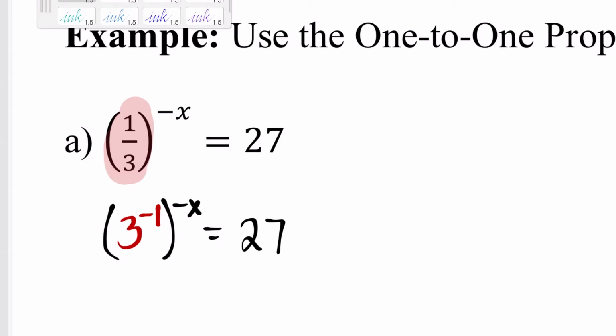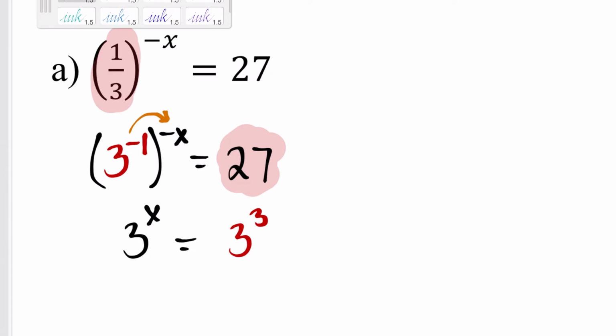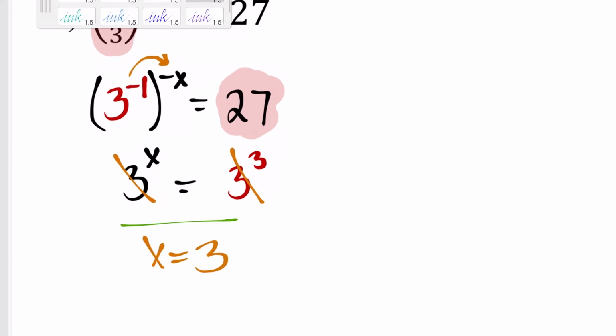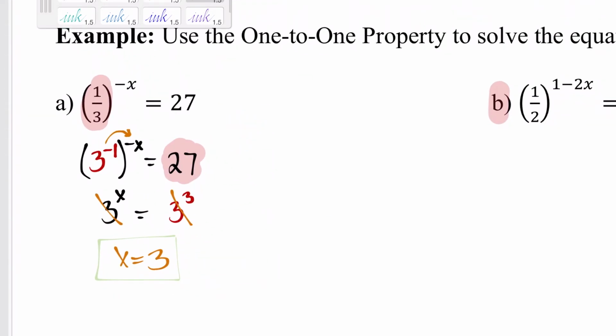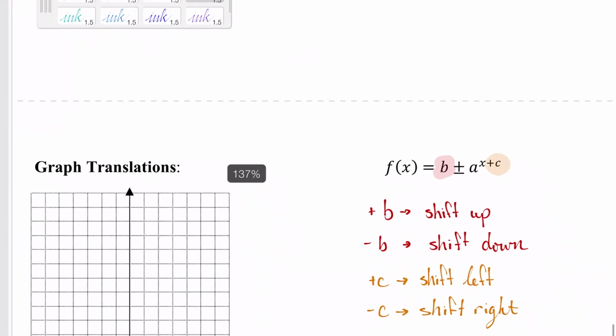Now that I can see I have a nice pretty base of 3, I know I can change 27 into 3 to some power. So that's going to be 3 to the third power. And because I have an exponent to an exponent here, those are going to multiply. So I've got 3 to the positive x now. And if I have 3 to the x is equal to 3 to the third, then my x has to be equal to 3. Again, I'm going to save some of these others for my students. I'm just going to give you guys some brief examples to get the gist of what we're talking about.